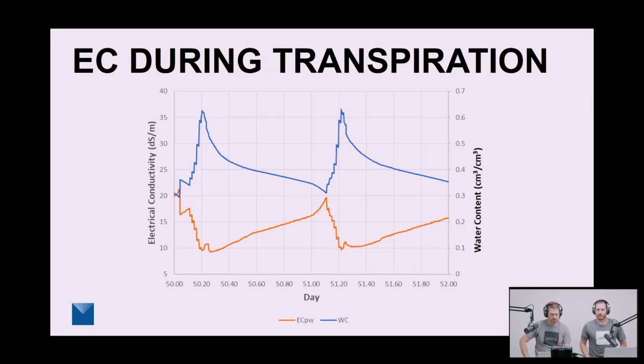Again, the blue line here is showing the water content, the orange line, the electrical conductivity. And in this case, the electrical conductivity at the end of the dryback period is fairly high. And as soon as the irrigation starts, the water content goes up and the electrical conductivity goes down because the nutrient solution is a lot more dilute than the substrate water.